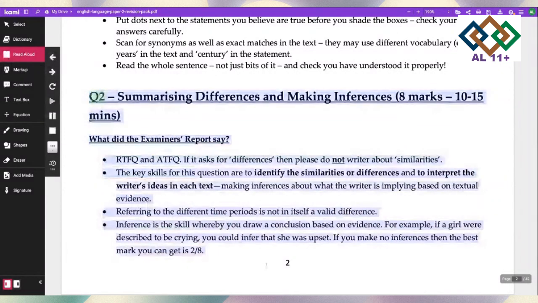Q2, summarizing differences and making inferences, 8 marks, 10-15 minutes. What did the examiner's report say? RTFQ and ATFQ. If it asks for differences, then please do not write about similarities. The key skills for this question are to identify the similarities or differences and to interpret the writer's ideas in each text, making inferences about what the writer is implying based on textual evidence. Referring to the different time periods is not in itself a valid difference.